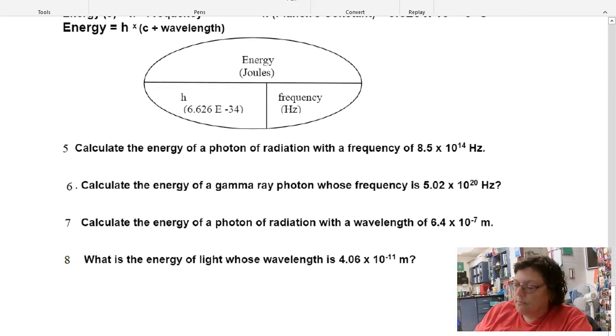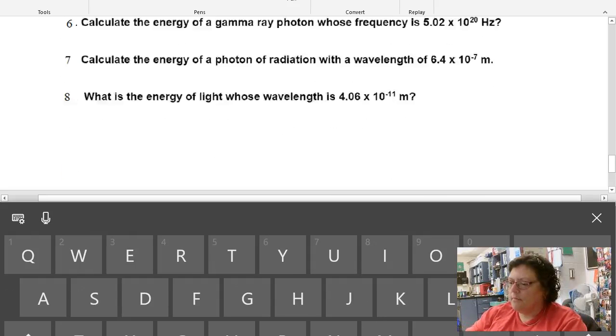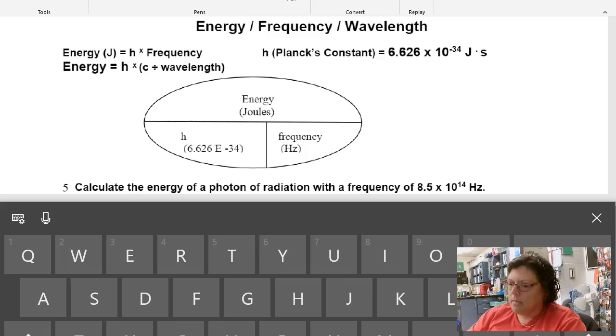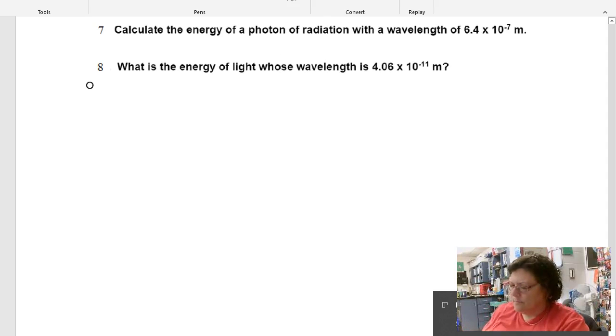All right, now we're going to talk about. I didn't get an extra page here. Hang on. All right, good. Now I've got more space.